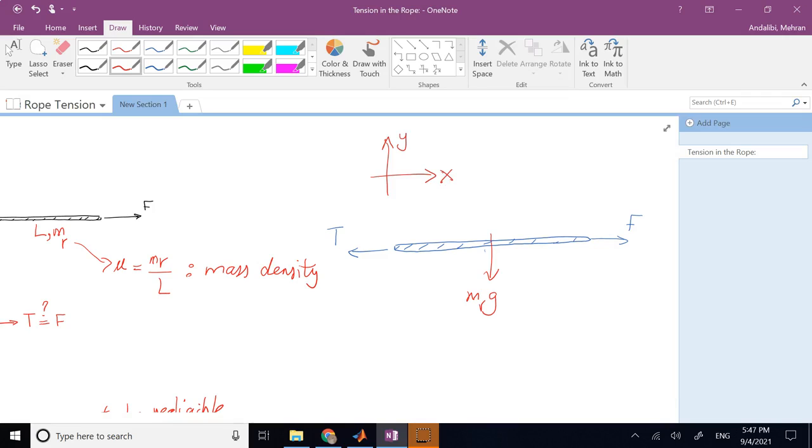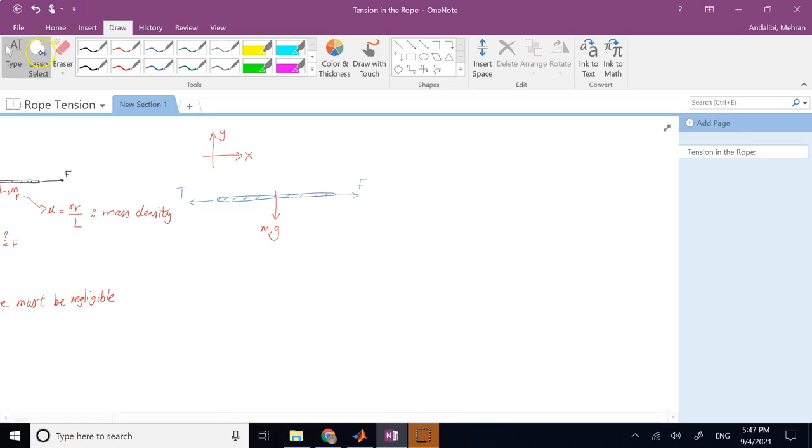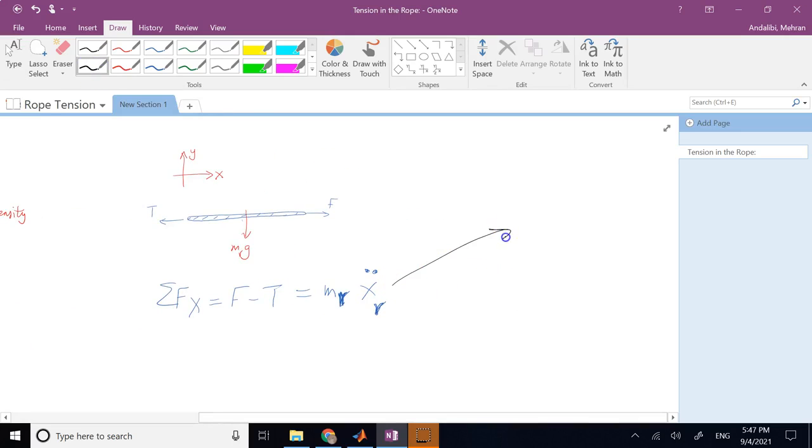Now, if the problem is a static case, which means this object does not move and the rope does not move, then in the X direction, the sum of the forces for the rope is F minus T equal to the mass of it times the acceleration of it, M_R times X double dot of R. And if the problem is static, this X double dot of R is zero, so F equals T, or the mass is negligible.